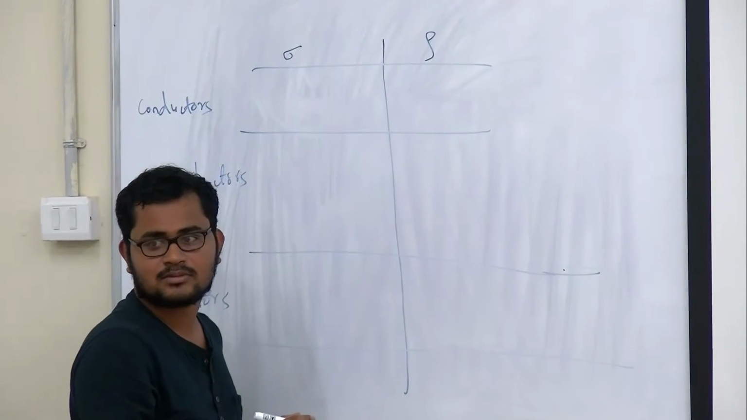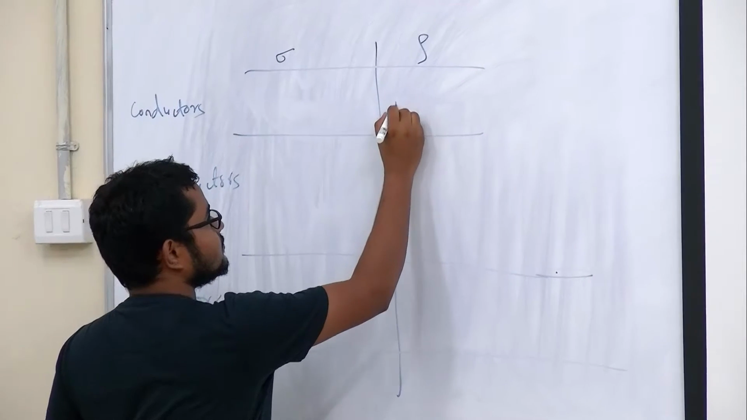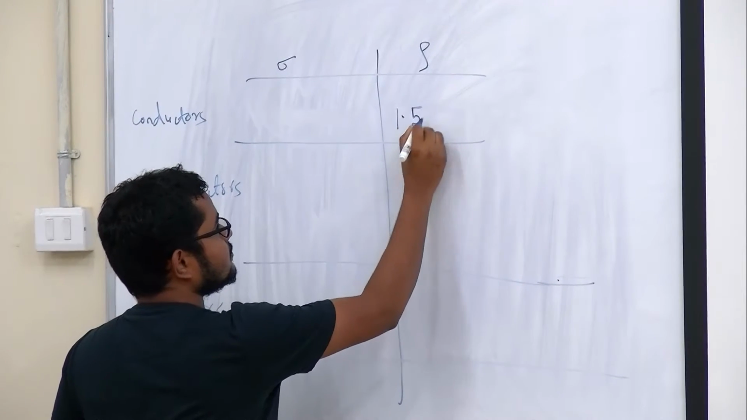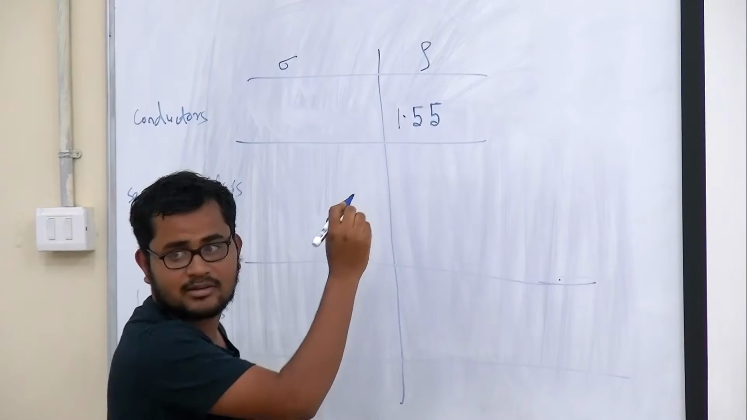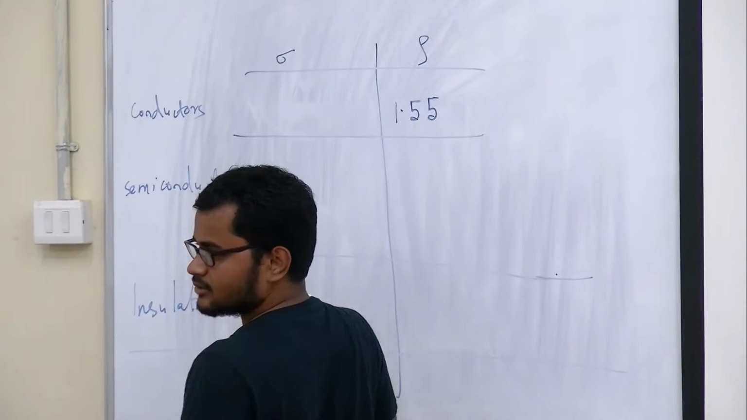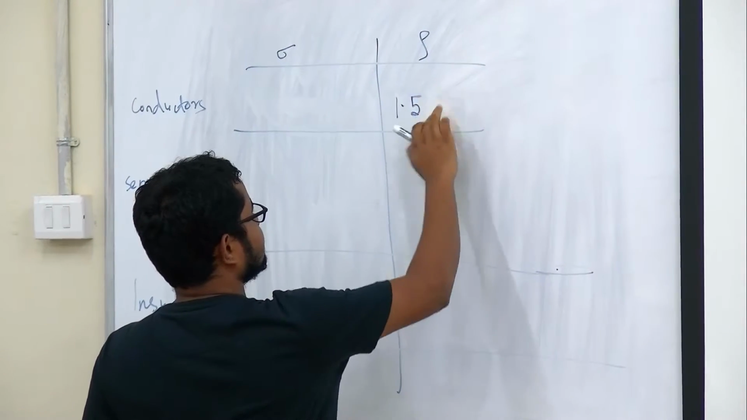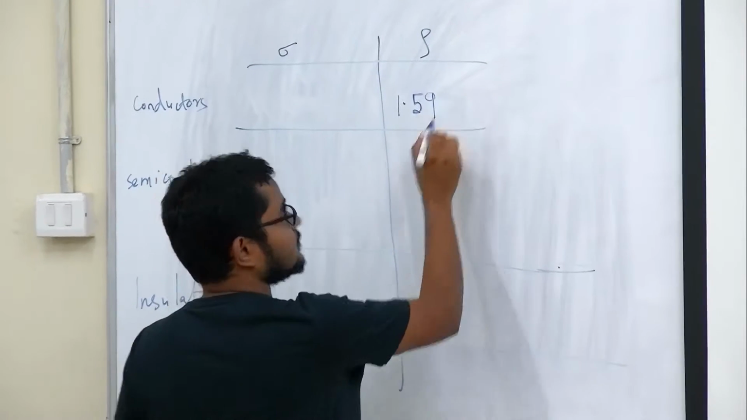Silver, the resistivity is 1.59 into 10 to the power minus 8 ohm meter. But remember, you have to give me a range for rho and sigma. Do you want some more time for finding out the ranges?